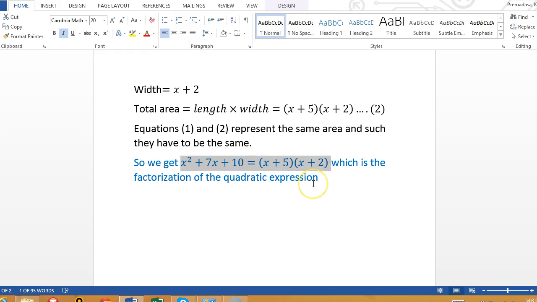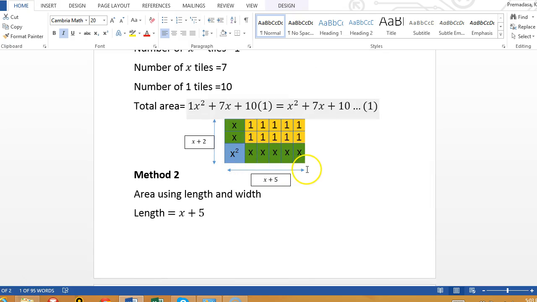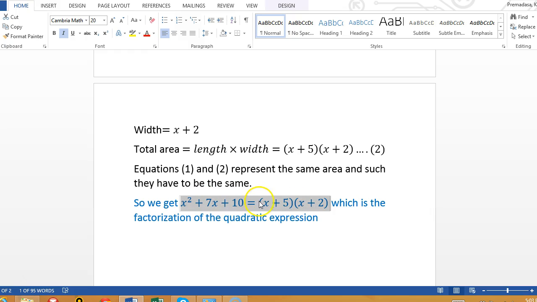The moral of this lesson is that when you have an algebra tiles arrangement, the factors of the quadratic which is represented are nothing but the length and the width. To find the first factor, you just measure the length, and to find the second factor, you just measure the width. So by measuring the length and the width, we can find the factors of the quadratic expression. This quadratic expression factors as x plus 5 times x plus 2.